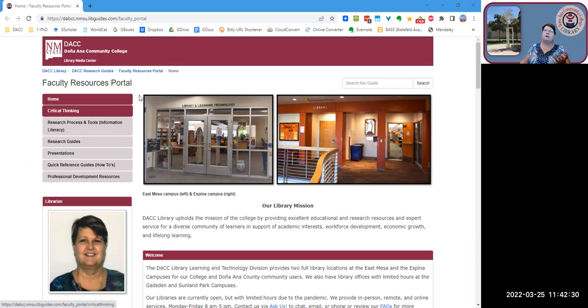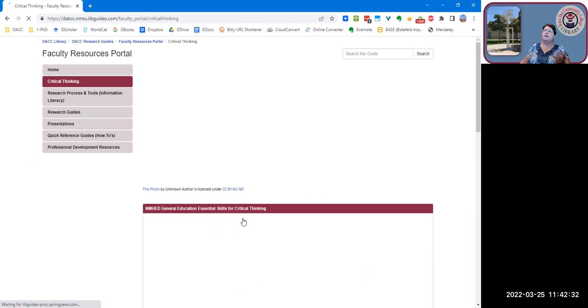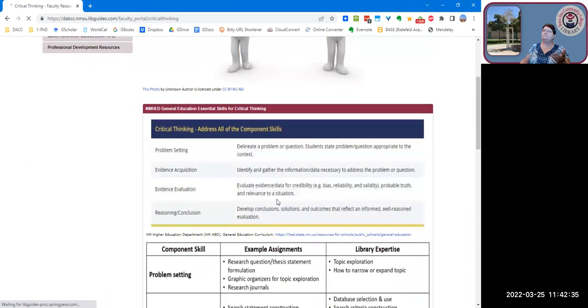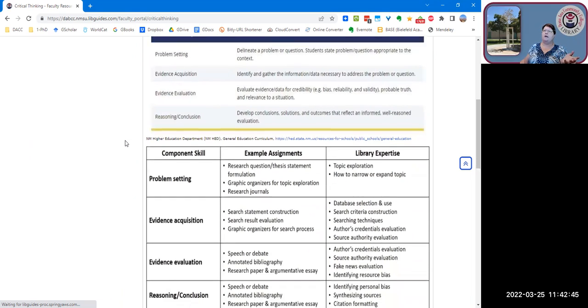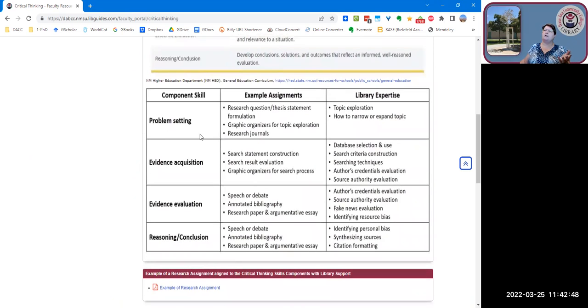So our critical thinking page talks about the essential skills that are given to us from the New Mexico Higher Ed Department. This is just directly copied from that. And then what we've done is we've broken down those skills, and we have given you some examples of assignments that would hone those skills for the students. And then we have identified what the library expertise is in regard to these types of assignments and this skill. So this is just a handy chart.